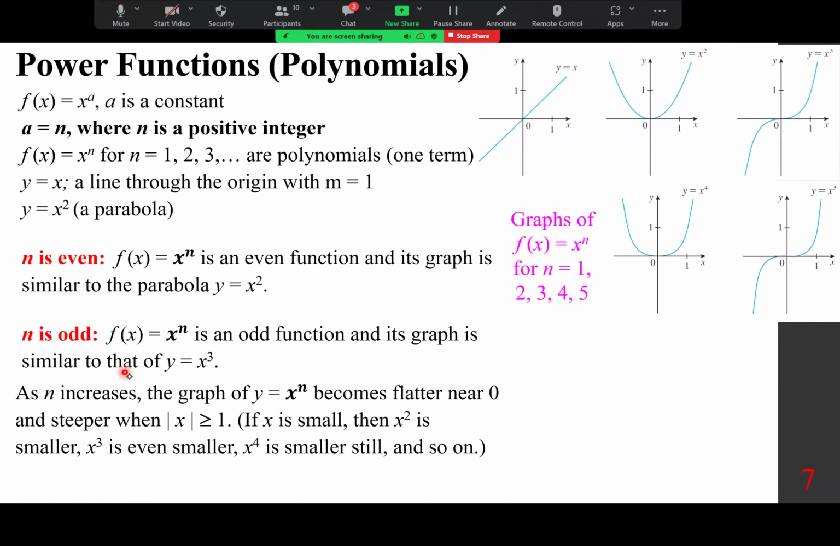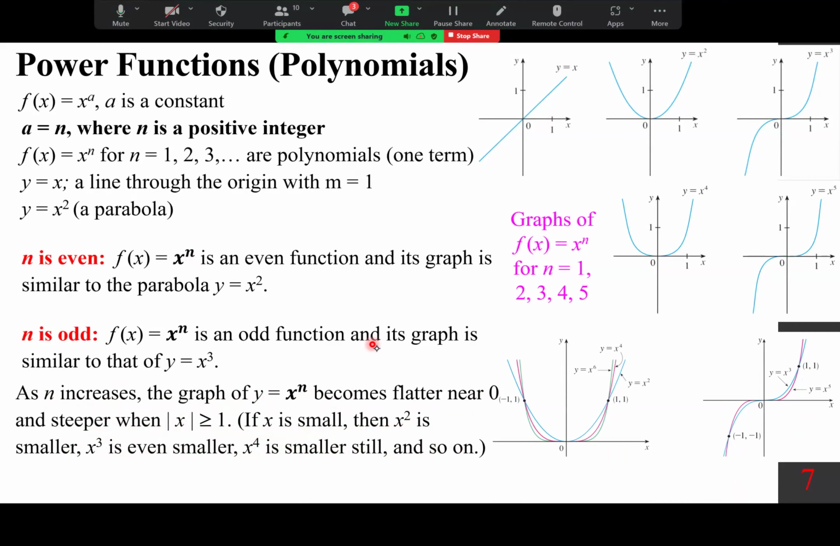As n increases, when the exponent gets larger and larger, the graph of y equals x to the power of n becomes flatter near 0 and steeper when absolute value of x is larger than 1. If x is small, then x squared is smaller. X cubed is even smaller. X to the power of 4 is smaller still, and so on. That's the reason for it. So the larger the absolute value, the faster they grow. That's why if you look at this one, if it's going slowly, it becomes faster. That's the idea that is discussed here.